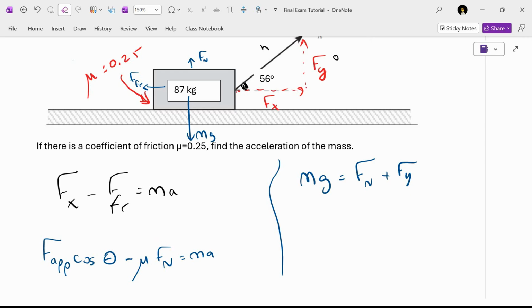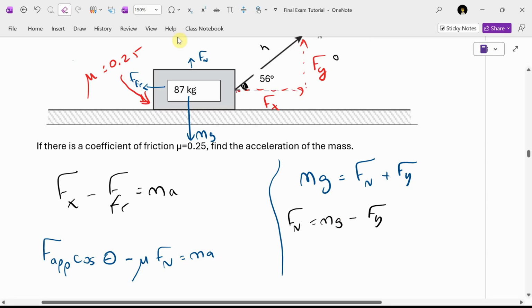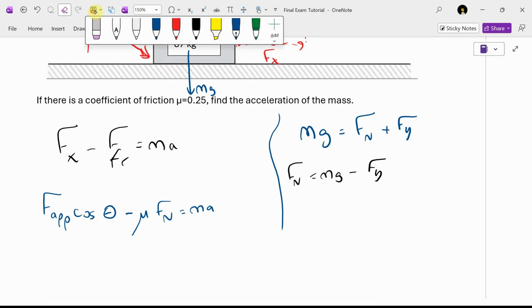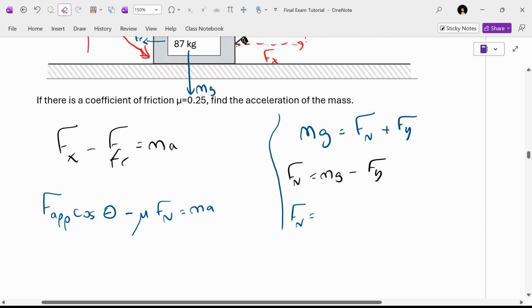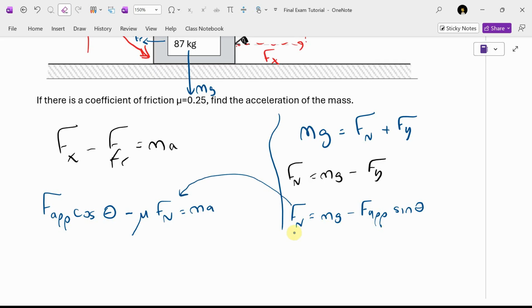So how do I get the normal force by itself? The normal force is going to be mg minus Fy. So the normal force is going to be mg minus F applied sine theta. And you could walk that whole expression in brackets and put that right there, or you could crunch it. Because it's about a 50-50 split, I've noticed, I'll crunch it and do it algebraically, so you can pick whichever method you want.